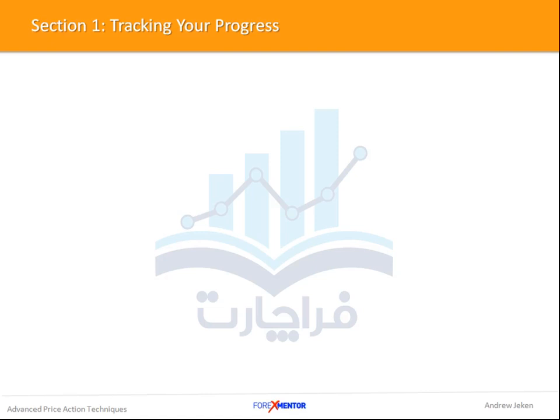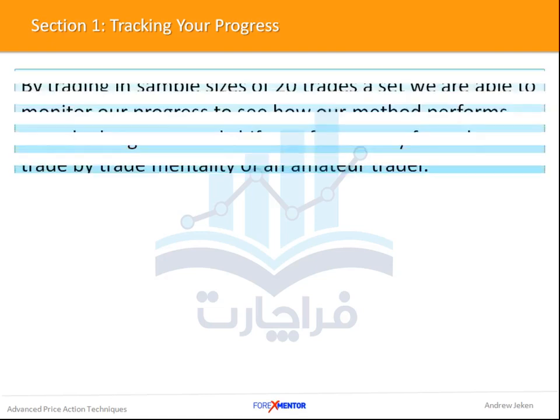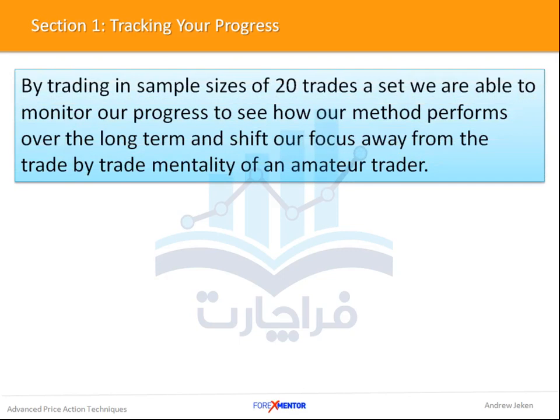In this section, we're going to look at tracking your progress. By trading in sample sizes of 20 trades a set, we are able to monitor our progress to see how our method performs over the long term and shift our focus away from the trade-by-trade mentality of an amateur trader.